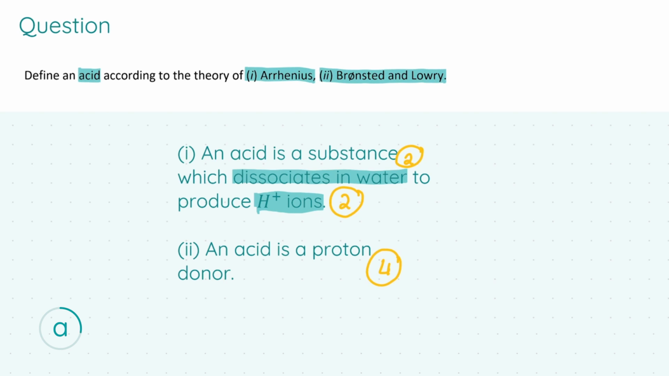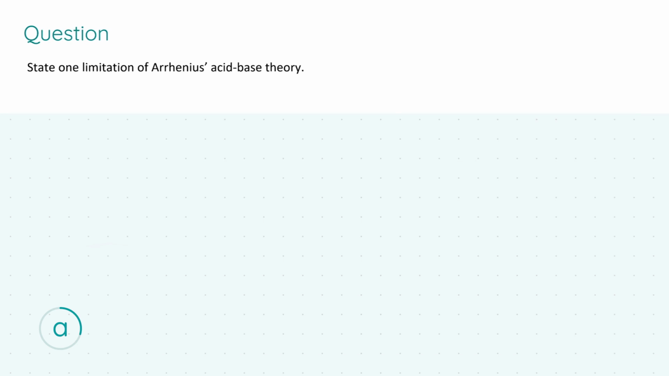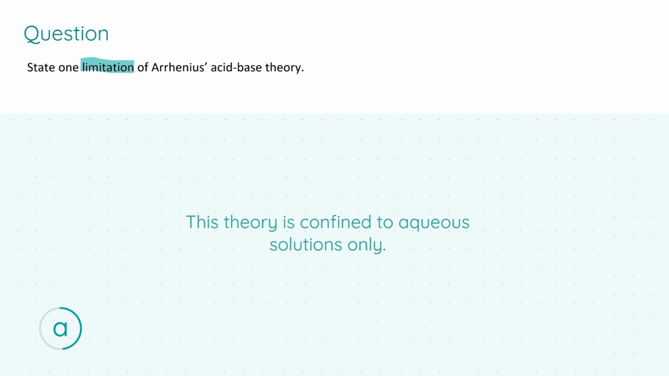Okay, so now we're going to move on to question part 3 in A, and this asks us to state one limitation of Arrhenius's acid-base theory, okay? So if you just remember from the question above, Arrhenius's definition is that an acid is a substance which dissociates in water or aqueous solution to produce H plus ions, okay? So there's a good few limitations, but the limitation that I always learned for this, because it's simple enough, because it's in the definition that I learned off, is that it's confined to aqueous solutions only, okay?